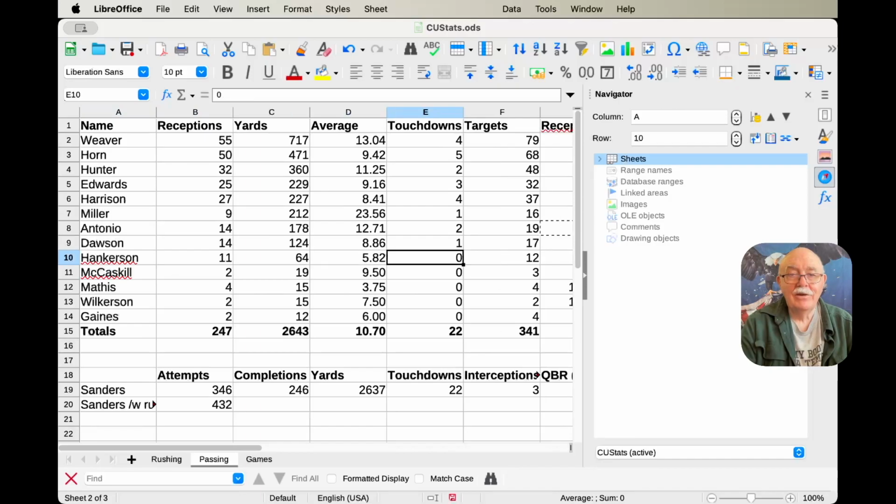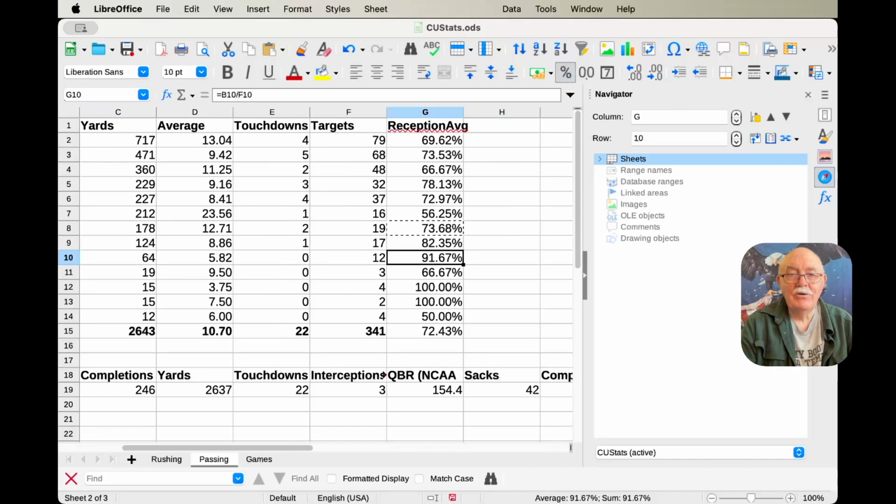That's why he's playing. Look at this guy. This is Hankerson. Hankerson is catching the ball 91.67% of the time. So when you have guys that you can depend on to catch the ball when it's thrown to them, you're going to throw the ball to them. That's the reason why Caleb Mathis is playing, because he catches the balls that are thrown to him. Now, I realize these are small samples, and their numbers will change when the samples get bigger.